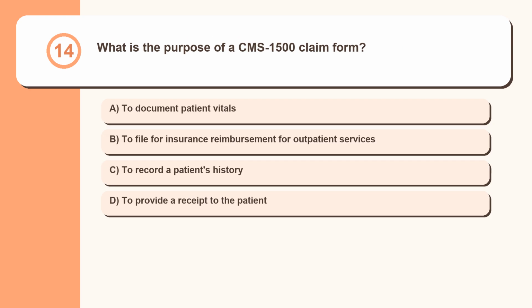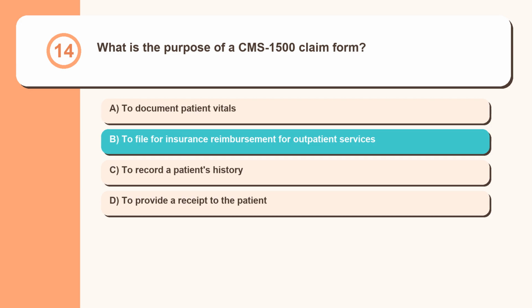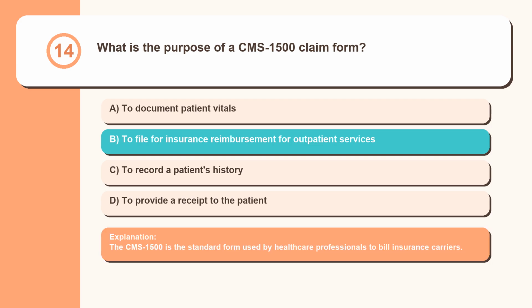Question 14. What is the purpose of a CMS 1500 claim form? To document patient vitals. To file for insurance reimbursement for outpatient services. To record a patient's history. To provide a receipt to the patient. The CMS 1500 is the standard form used by healthcare professionals to bill insurance carriers.